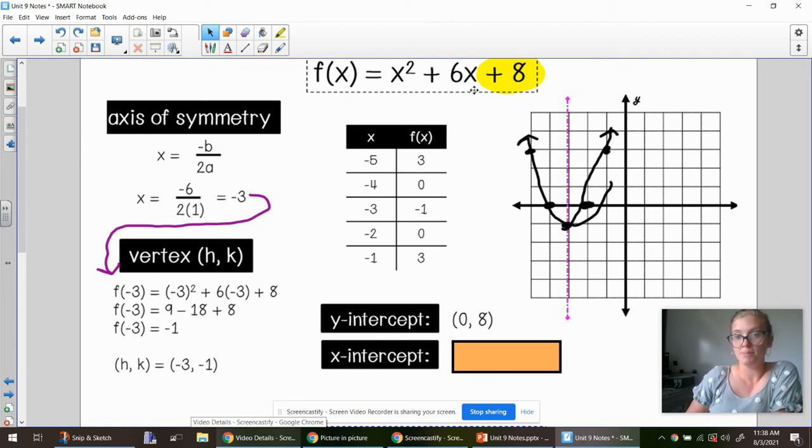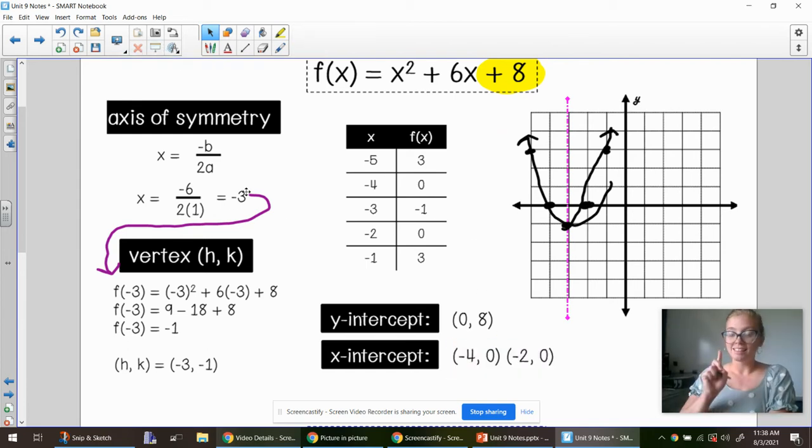The x-intercept is wherever it crosses the x-axis. In this case, it's where y equals 0, which is at negative 4 and negative 2. Let's do one more graph.